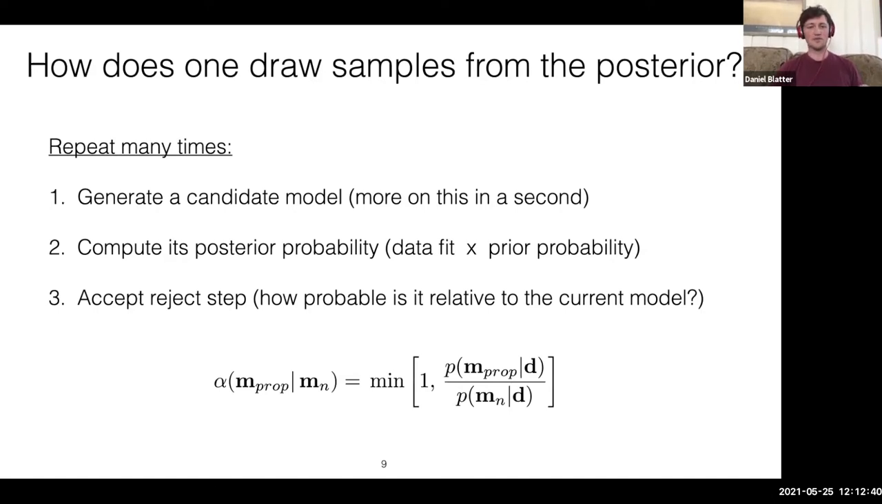Basically, it says that if your candidate model is more probable than the current model, you accept it automatically. If it's less probable, you can still accept it. So at the end of the day, you don't end up with just the most probable model. You end up with a suite of probable models.